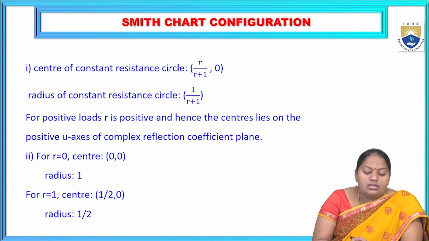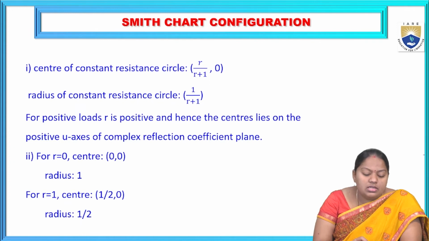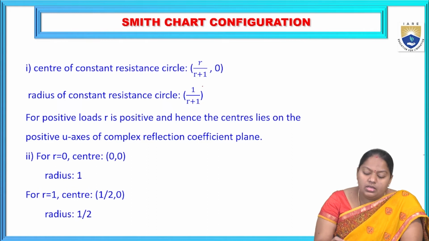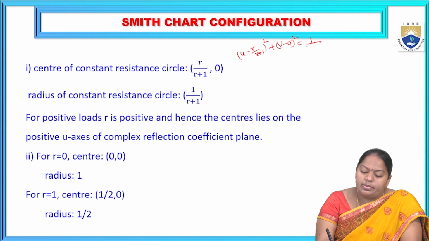Now first, from the constant resistance circle, the center of the constant resistance circle is given by (r/(r+1), 0). Sorry, r by r plus 1 comma 0, and the radius of the constant resistance circle is equal to 1 by r plus 1. Okay, so it is given by (u - r/(r+1))² + (v - 0)² = (1/(r+1))².